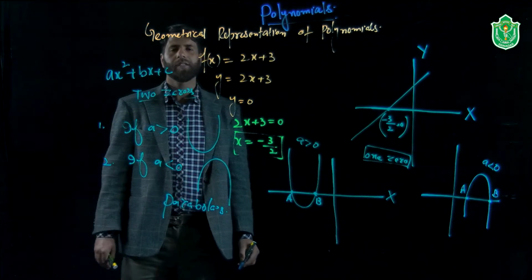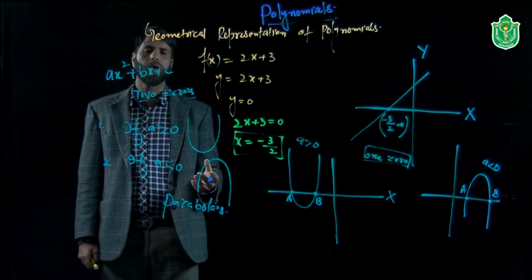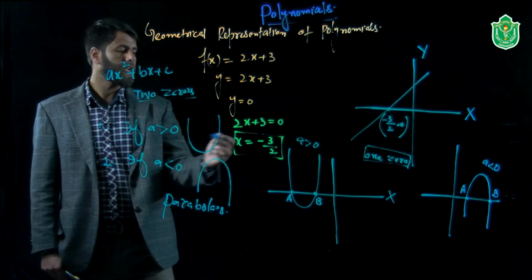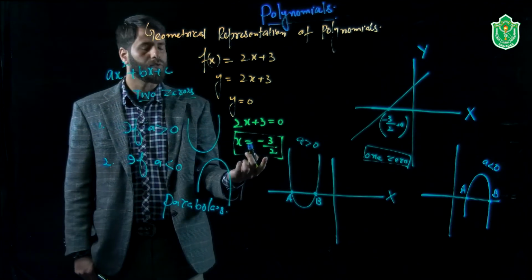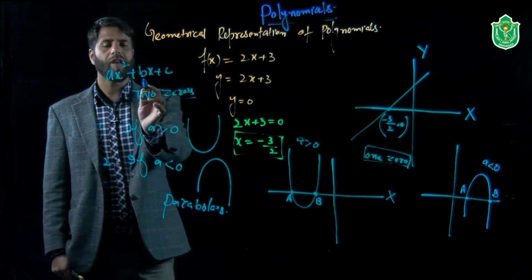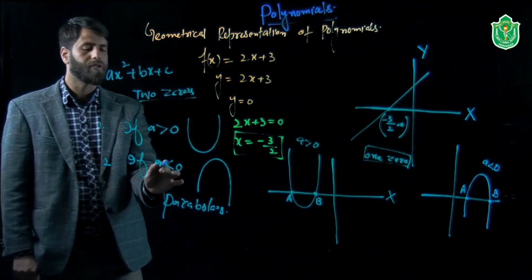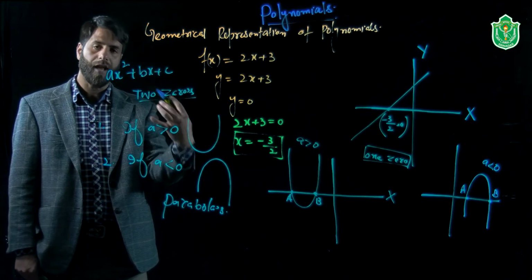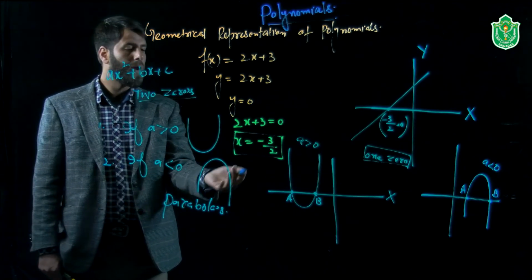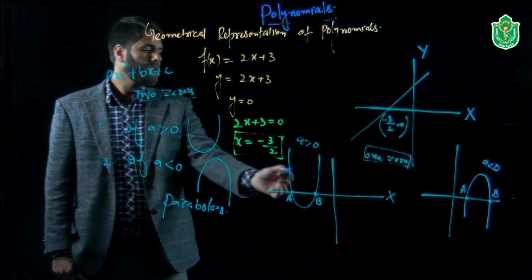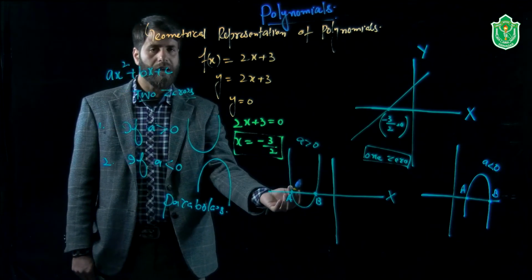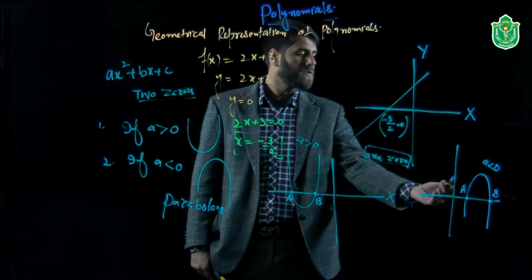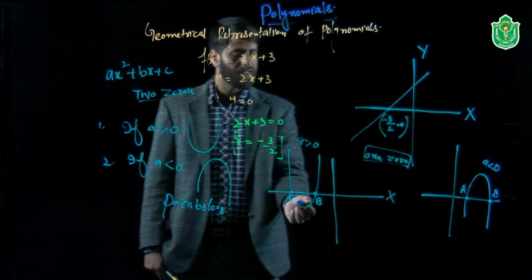So we have discussed the geometrical representation of the linear polynomial and quadratic polynomial. If you have two zeros, it will intersect the x-axis at exactly 2 points, A and B. It depends upon the sign, whether a is greater than 0 or a is less than 0. If a is greater than 0, you get an upward parabola, and if a is less than 0, you will get a downward parabola. In this case, it intersects the x-axis at exactly 2 points, but downwards, and this is upwards.